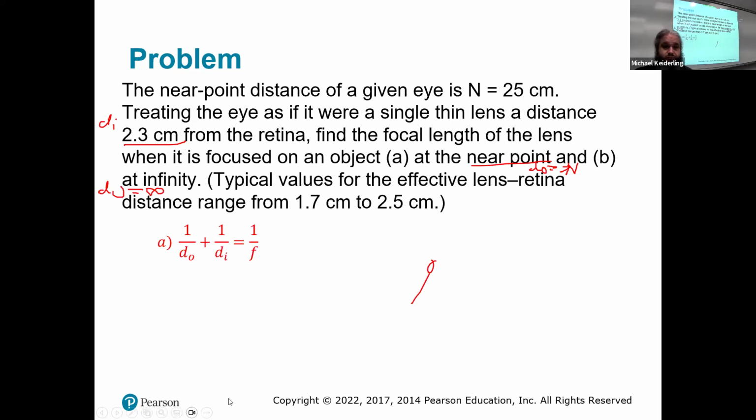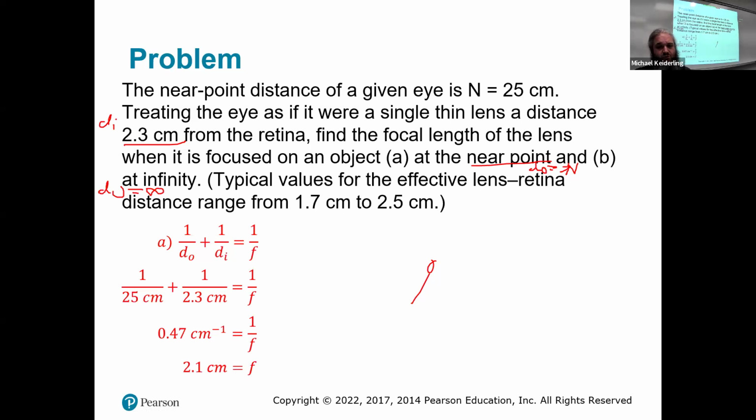So thin lens formula, 1 over DO plus 1 over DI equals 1 over the focal length. We know DI, that's 2.3 centimeters. At the near point, DO is 25 centimeters. So we can plug those numbers in. 1 over 25 centimeters plus 1 over 2.3 centimeters equals 1 over the focal length. So 1 over the focal length is 0.47 inverse centimeters, and the focal length is 2.1 centimeters.